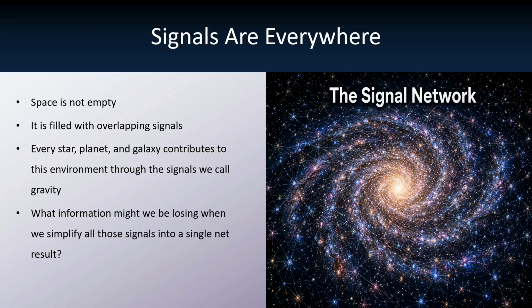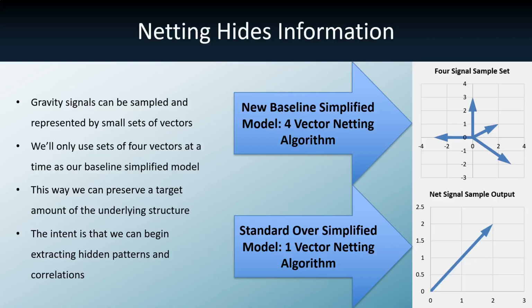So instead of thinking about gravity as a single isolated force between two objects, we can begin to think about galaxies as dense signal environments. And once many signals begin overlapping, a new question appears. What information might we be losing when we simplify all those signals into a single net result?